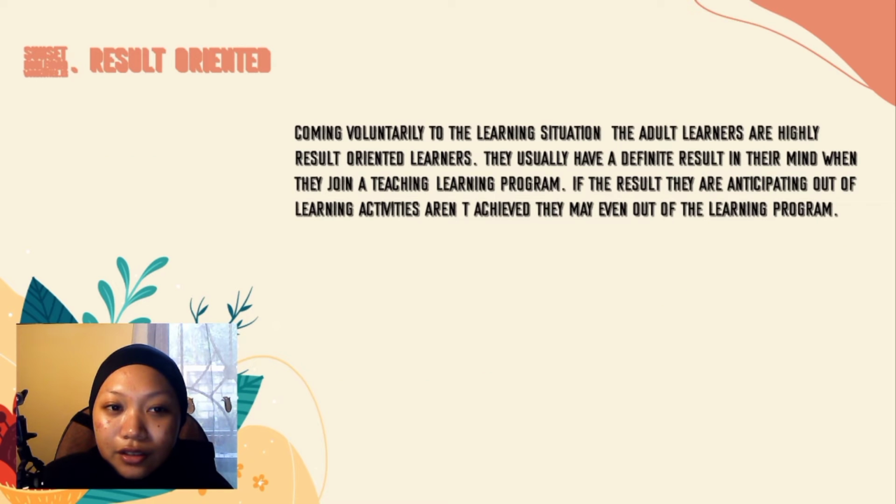Next is the result-oriented. Result-oriented is coming voluntarily to the learning situation. The adult learners are highly result-oriented learners. They usually have a definite result in their mind when they join a teaching learning program. If the result they are anticipating out of learning activities isn't achieved, they may even drop out of the learning program.